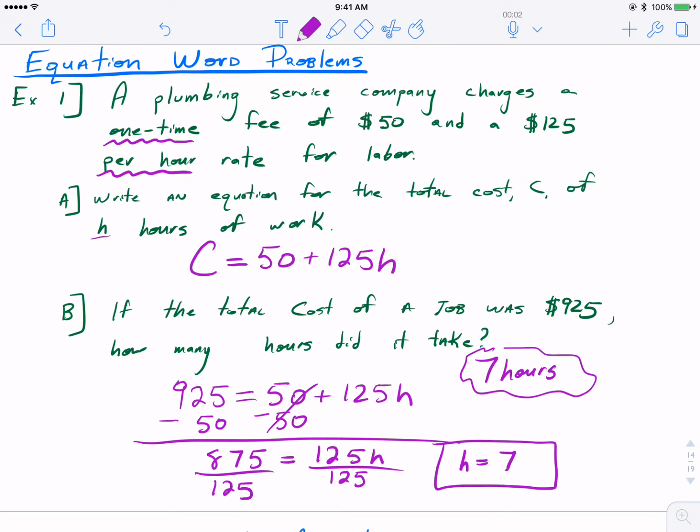So how long did this job take? It took 7 full hours. Or he charged them 7 hours of work. So 7 times 125 plus the 50 works out to 925. You can go ahead and check that as well.